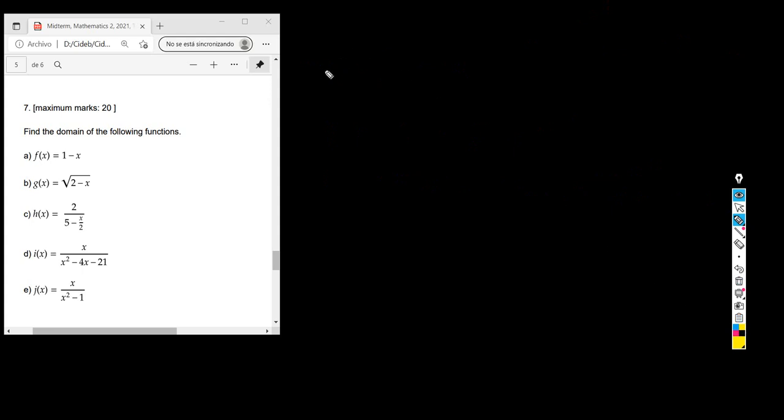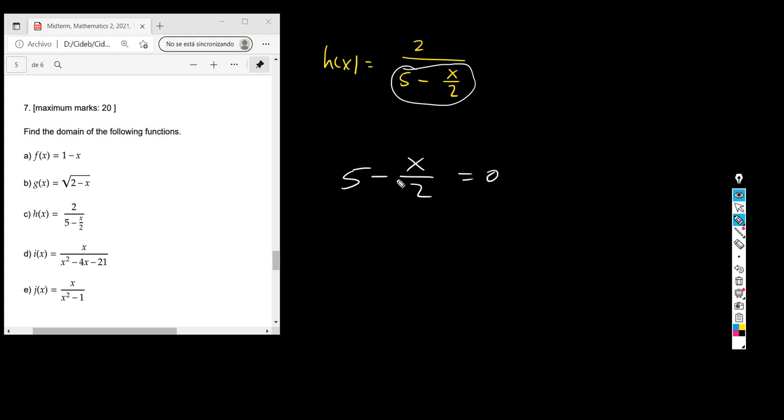h of x, we have the following: 2 over 5 minus x over 2. Do we run the risk of encountering a problem? Yes, because in this denominator we have a variable, and depending on what this variable is, we may have this denominator being equal to 0. So let's just ask the question: do we have that this is equal to 0 for some x? Is it possible? The answer is yes.